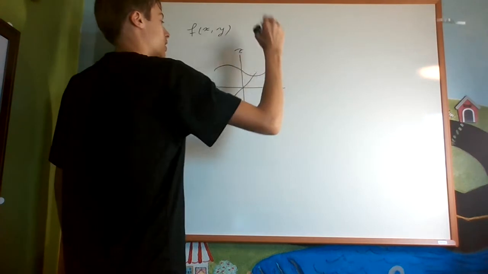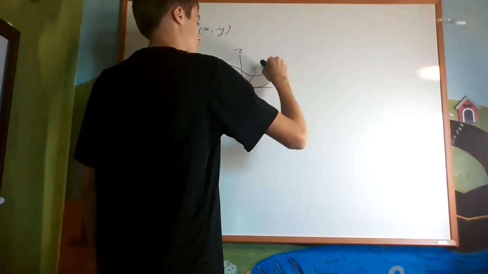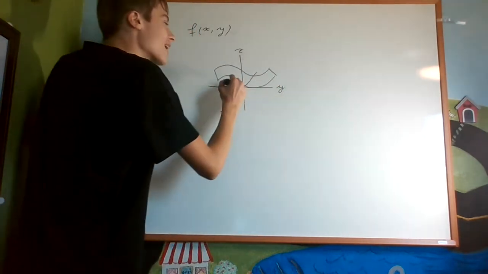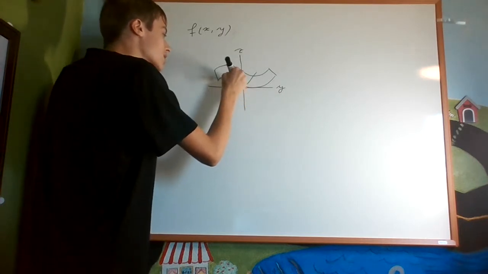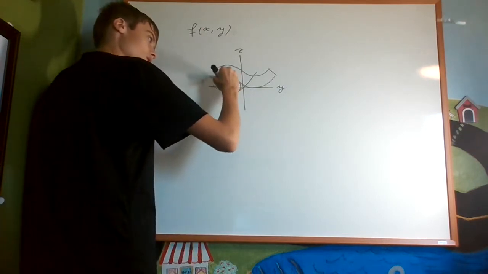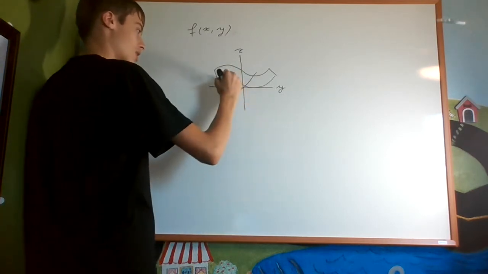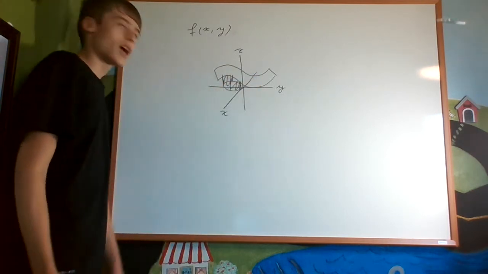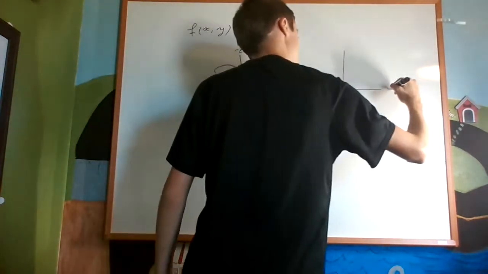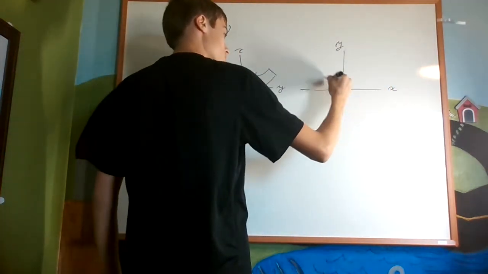Maybe it'll look something like this, right? Now, what if I want to find the volume between that and some surface on the XY plane? Right? Find the volume between that region on the XY plane and the surface. Well, let's go ahead and draw that little curve on the XY plane. It'll look maybe like that.